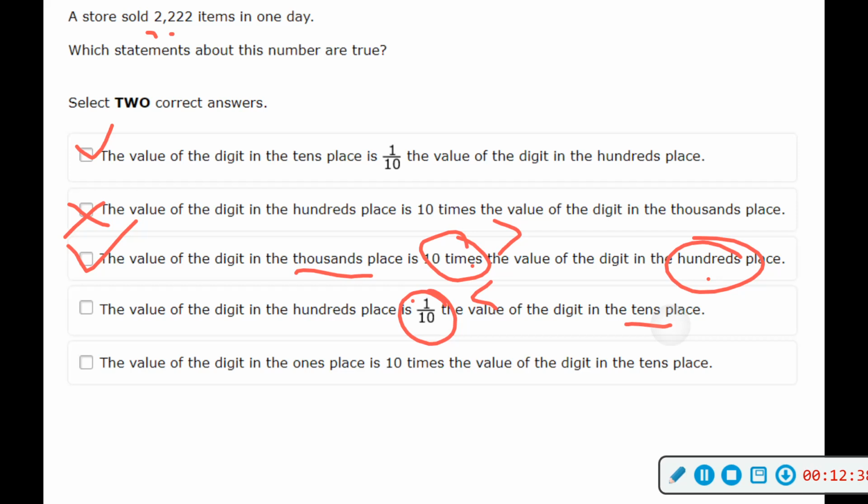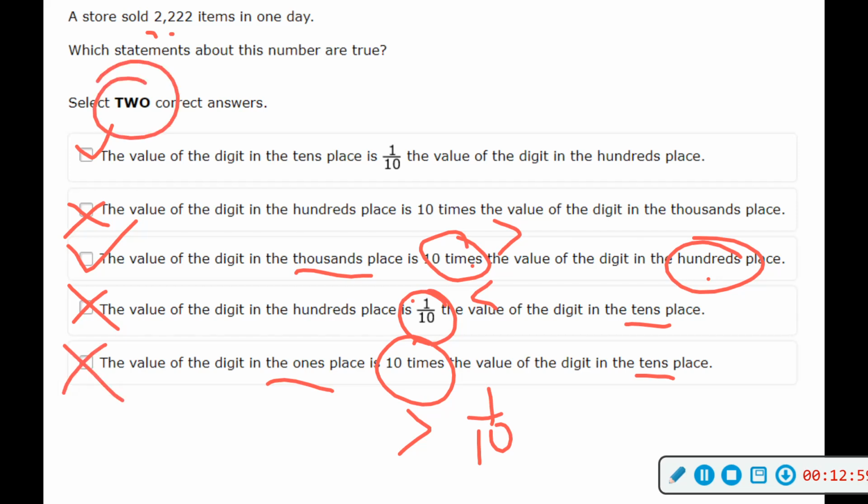Because we know the hundreds place is greater than the tens place, we know this to be wrong, as 1/10 is less than. The value of the digit in the ones place is 10 times, meaning greater, the digit in the tens. We know that the ones is actually 1/10 of the tens, so this one is wrong. So when it says choose two answers, you would choose the first one, and you would choose the third one.